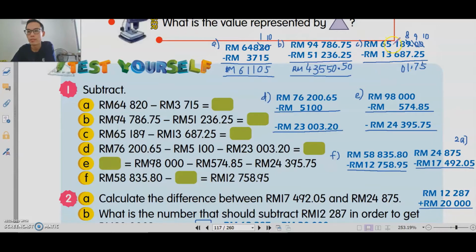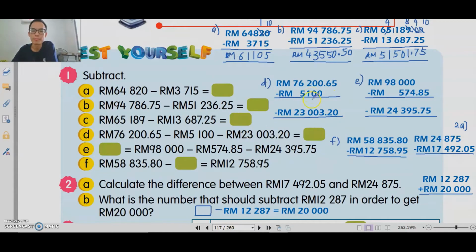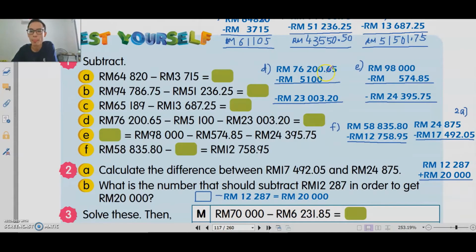Okay, this is not enough, so you plus 10. 1 plus 10 is 11. 5 minus 1 is 4. Right? You plus 10 and then minus 1. 11 minus 6 is 5. 4 minus 3, 6 minus 1, and then your RM. Okay, question D. You have to minus 2 times.